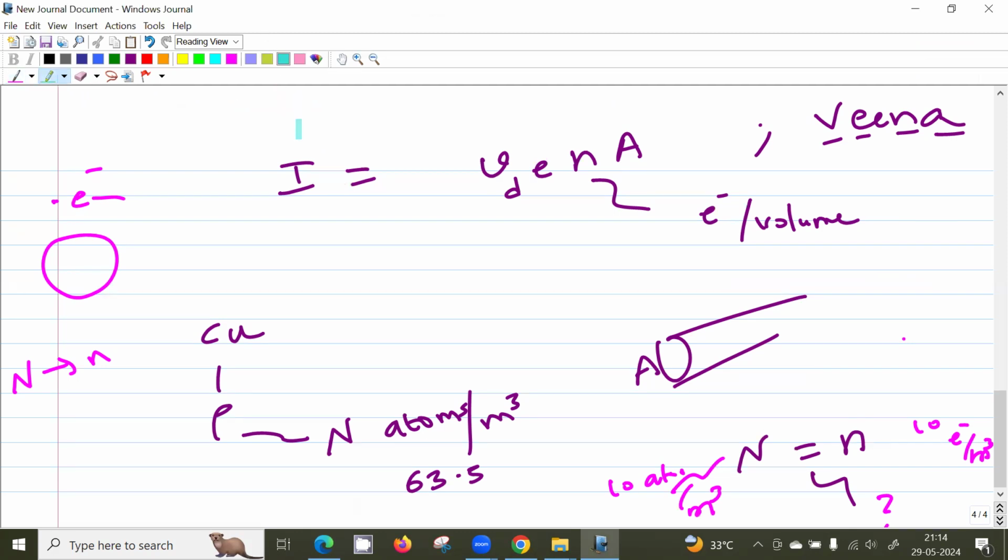So what I want to say is this formula, did you hear what I say? Current is v, e, n, A. This is the drift velocity, e is the electron charge, n is number density of electrons, and A is the cross-section area of the conductor. So this formula can be proved. This derivation, you know.